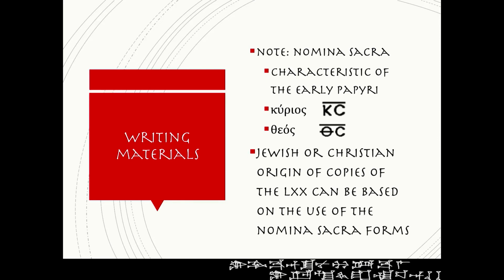And Jewish or Christian origin of the copies of the Septuagint can be identified based on the use of the nomina sacra forms. So you can identify this manuscript of the Septuagint as either of Jewish origin or of Christian origin based on the use of these forms. So an important thing to note.